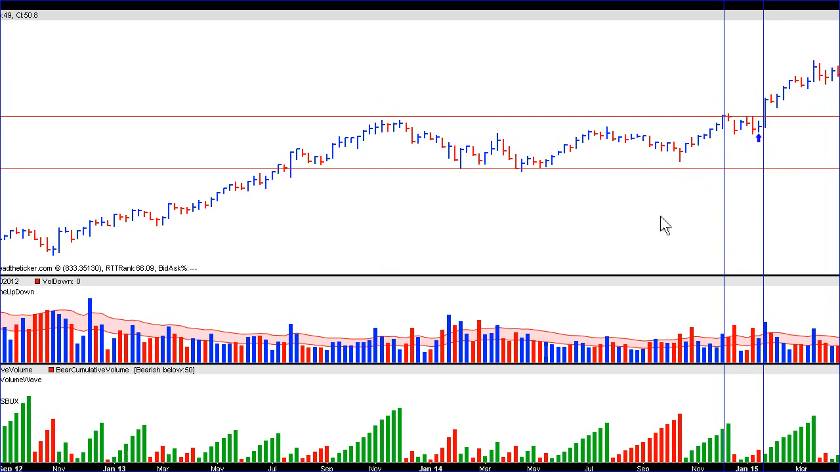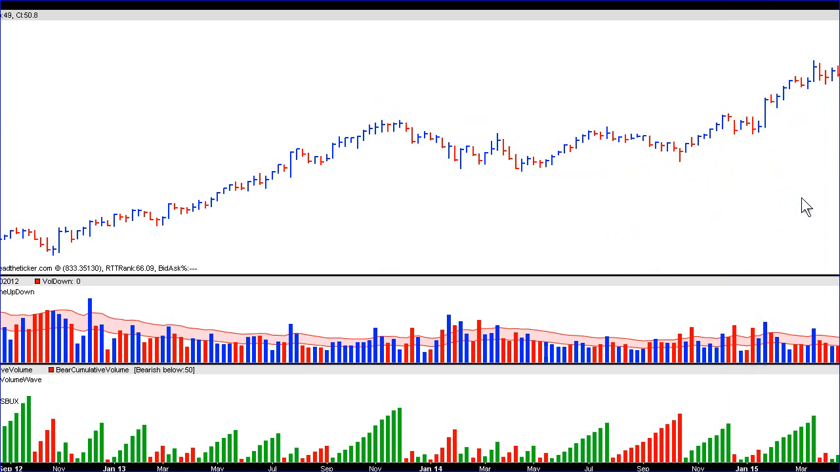So that's a stock showing off a very strong technical position. And as you can see, as it goes higher, the shorts are attracted to higher prices to take on building short positions.